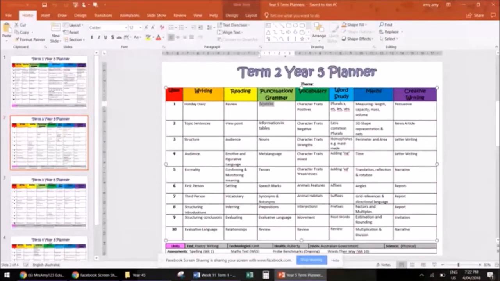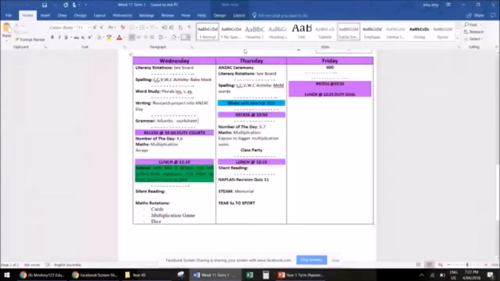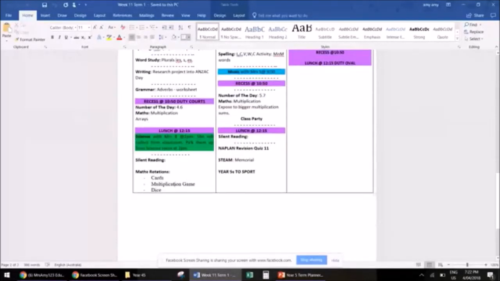So just looking here, it says adverbs right there, so I'm using that. That's a worksheet. It comes out of my Parts of Speech grammar pack, and that's already photocopied, ready to go for this week. Then I came down here.